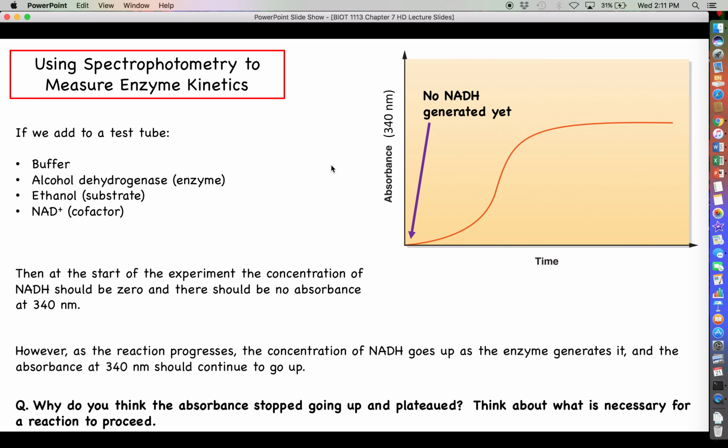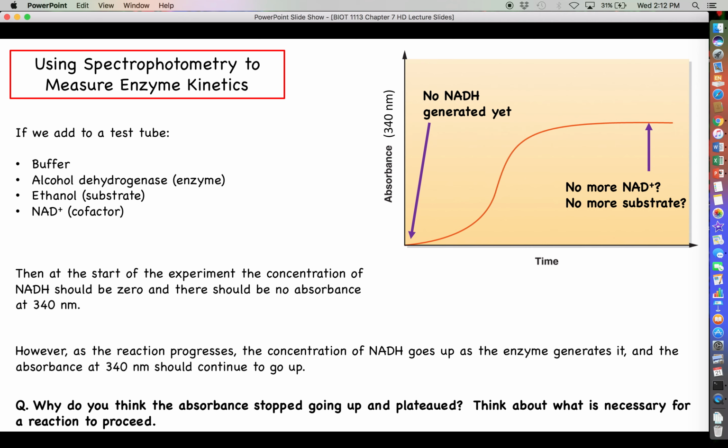So there is one interesting thing here. You'll notice that eventually the absorbance kind of hits a maximal value here. It just does not go any higher than that. So what are some ideas that you could come up with as to why the absorbance stopped going up and plateaued like this? You may want to pause the video here because I will be flashing some possible answers up on the screen in just a second, but you ought to be thinking about what is necessary for the reaction to proceed and why the reaction may have stopped like this.